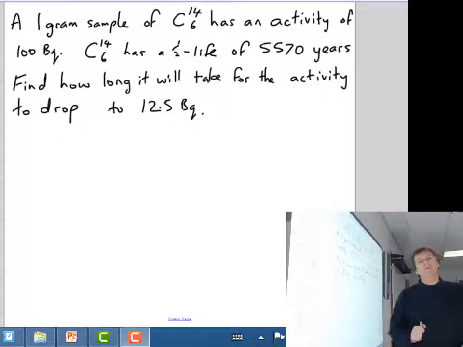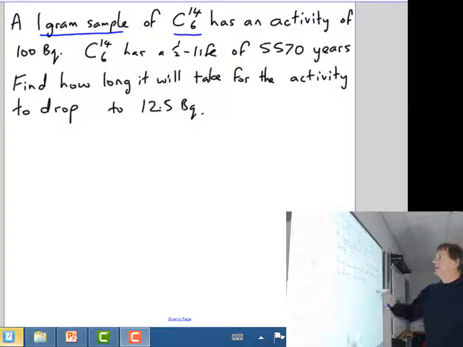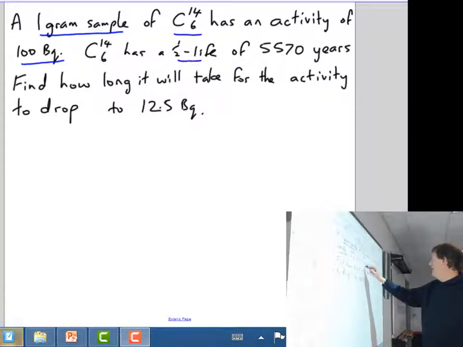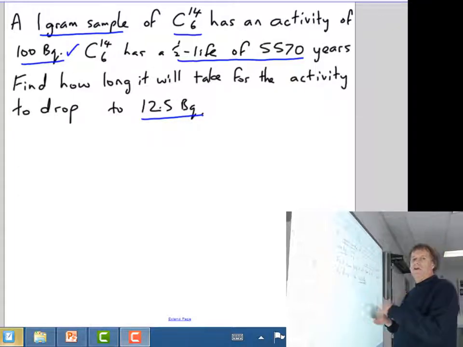Okay, let's look at a couple of examples of half-life calculations. You have a 1 gram sample of carbon-14, and it's got an activity of 100 becquerel when it's a fresh 1 gram sample. They're told that carbon-14 has a half-life of about 5,570 years, and they want to know how long it will take for the activity to drop to 12.5 becquerel. So you really want to work out what fraction it has gone down to.